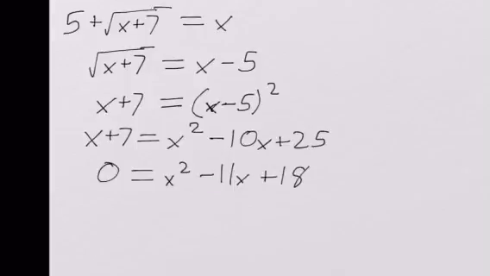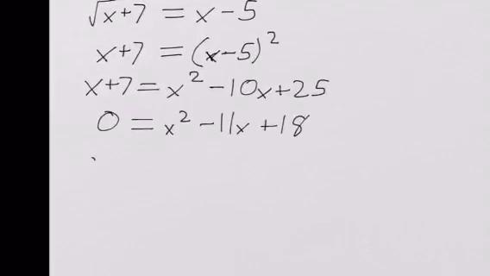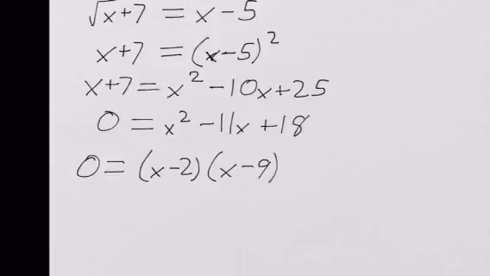I'm going to go ahead and factor it. So I get 0 is equal to x minus 2 times x minus 9. So I get x equals 2, or x equals 9, which I obtained by setting each of those factors equal to 0 and solving them separately.